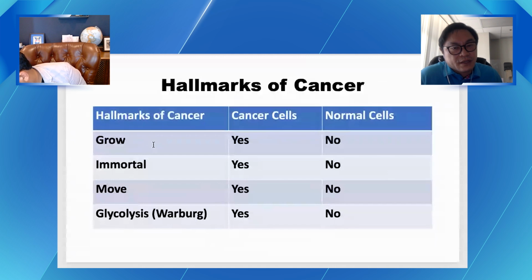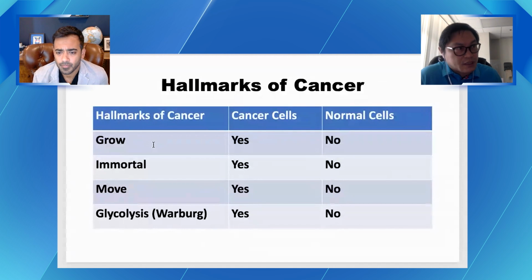The third major thing is that they move around. Normal cells, your liver doesn't move around. It doesn't just hop a ride in the blood vessels to the brain, but liver cancer will do that, right?